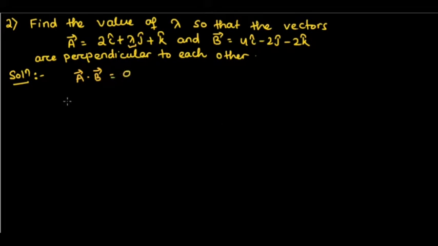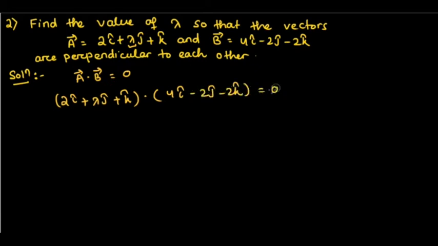तो A vector दिया है A vector is 2I cap plus lambda j cap plus k cap and dot B vector दिया है 4I cap minus 2j cap minus 2k cap and this should be 0. If A and B are perpendicular then their dot product must be 0.